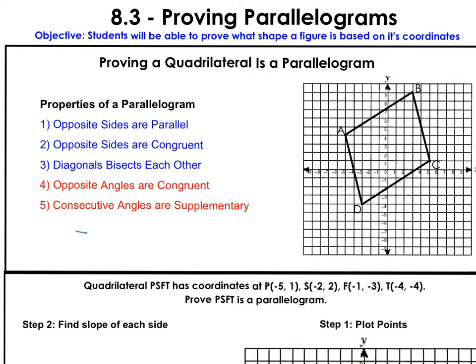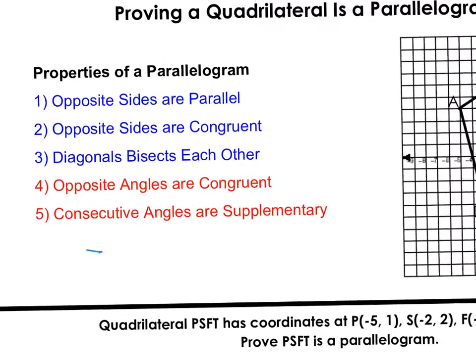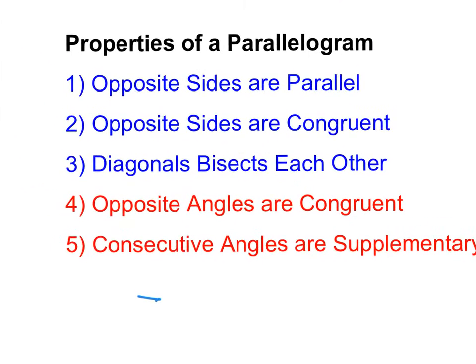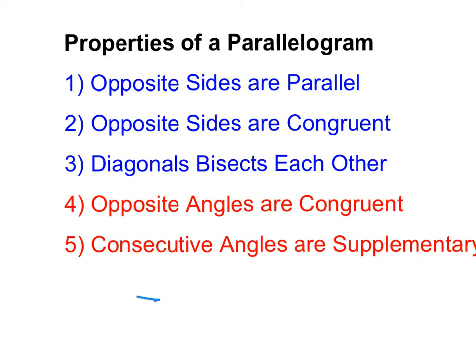Now, we're going to have to do a little bit of a review first, because we're going to have to remind ourselves of those properties of a parallelogram before we get started. Now, there's 5 properties of parallelogram that you might remember. The 5 are: 1, opposite sides are parallel, opposite sides are congruent, diagonals bisect each other, opposite angles are congruent, and consecutive angles are supplementary.